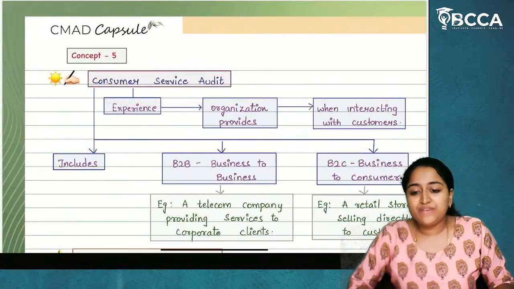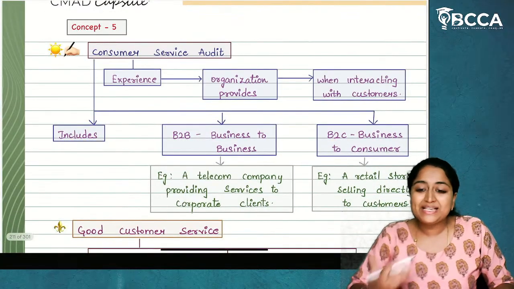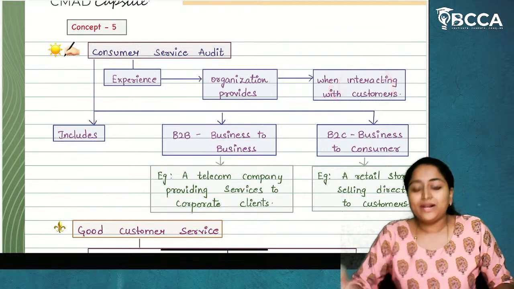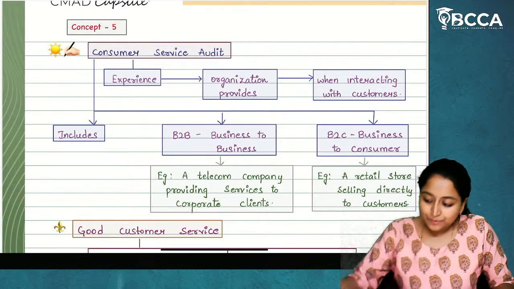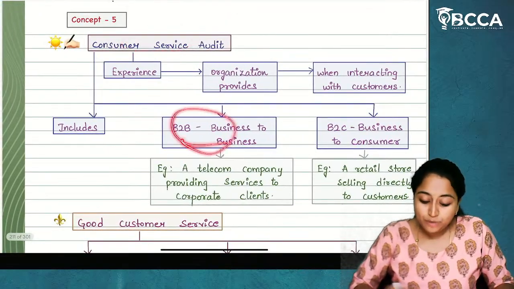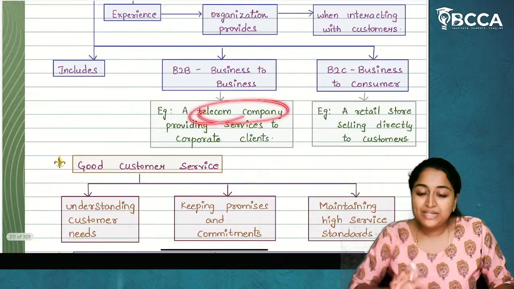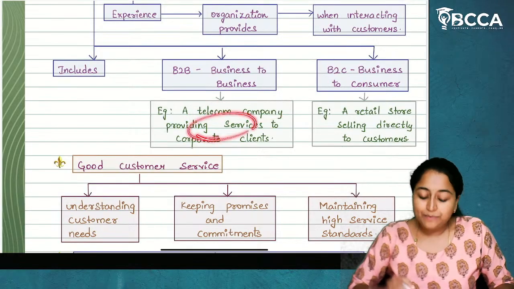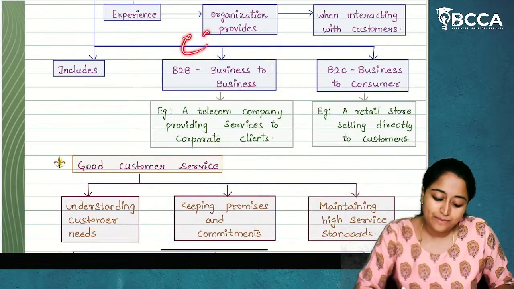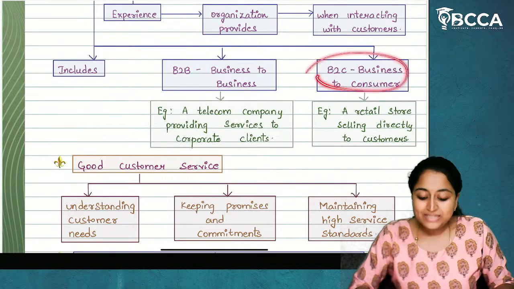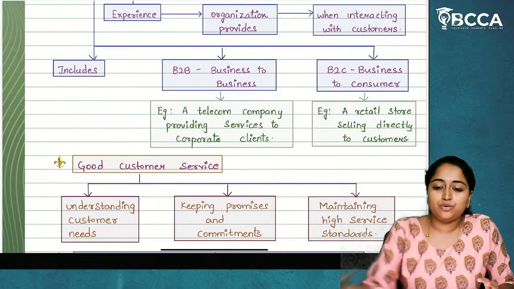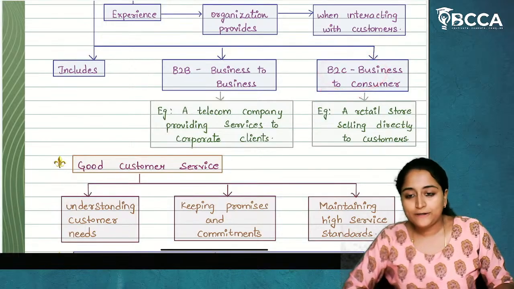Next, consumer service audit. Here, what are we trying to examine? We are trying to assess how the organization interacts with the customers and how they are providing the services to the customers. Now, this consumer service audit includes both B2B as well as B2C. For example, the company is a telecom company and it is providing telecommunication services to different corporate clients. Then it is B2B service. In that case also, we will check the CS audit, corporate service audit. Or else, if it is B2C, directly providing services to the customers, then it is a B2C audit.